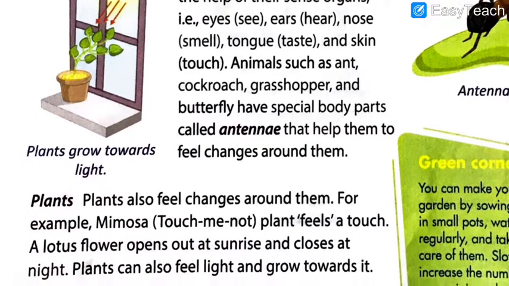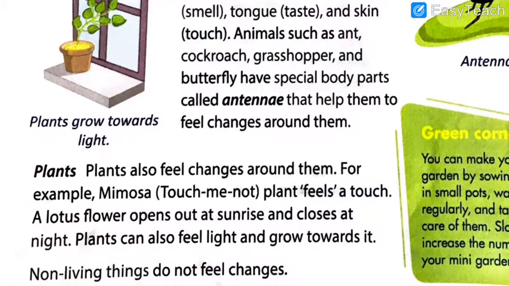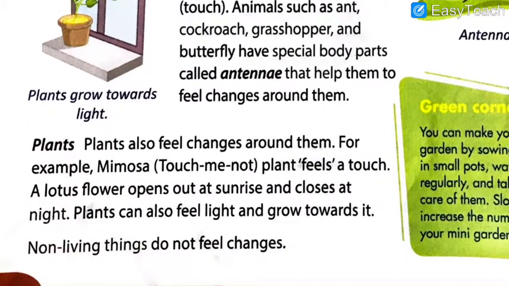So now, here plants. Now let's see how plants can feel the changes. In which way do the plants feel the changes? Plants also feel changes around them. For example, mimosa plant feels a touch. A lotus flower opens up at the sunrise and closes at night. Plants can also feel light and grow towards it.